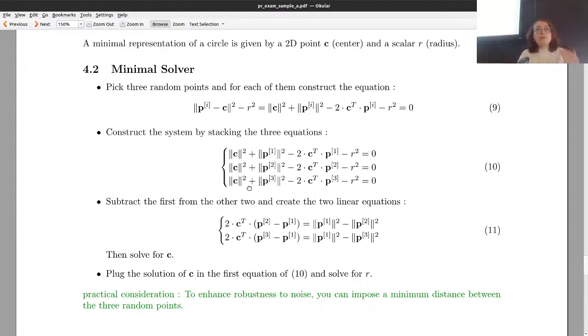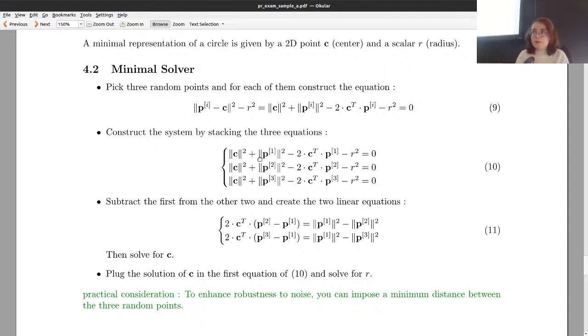Okay, so again, going back to our circle, what you do is you write down the condition expressing that point pi belongs to the circle, which is an equation involving the center of the circle and its radius. Then you build a system by stacking this condition for all the points belonging to the minimal set. And then finally you use some way of solving this.